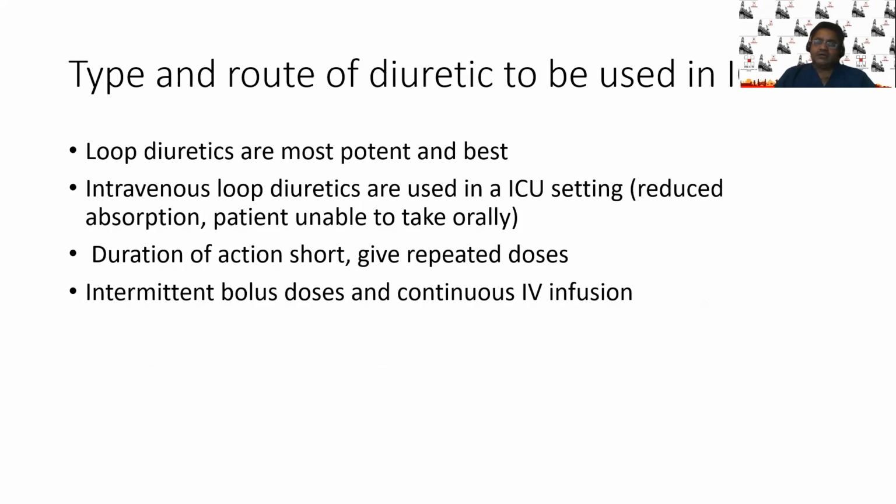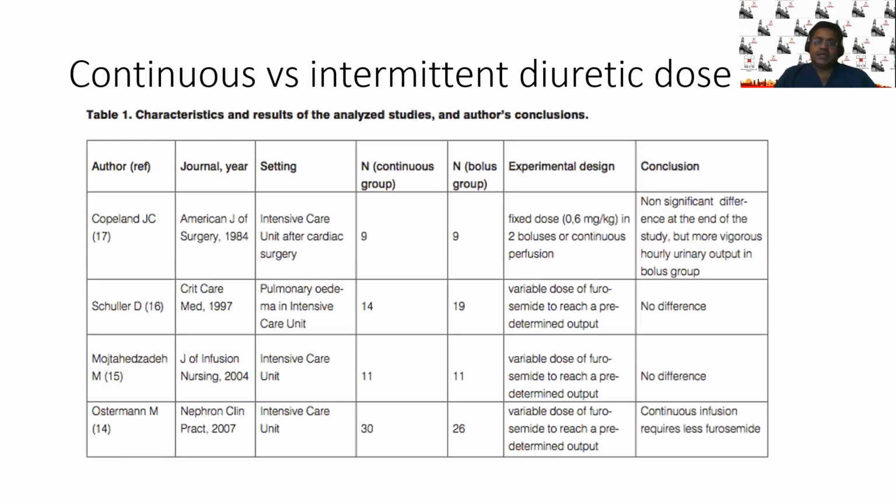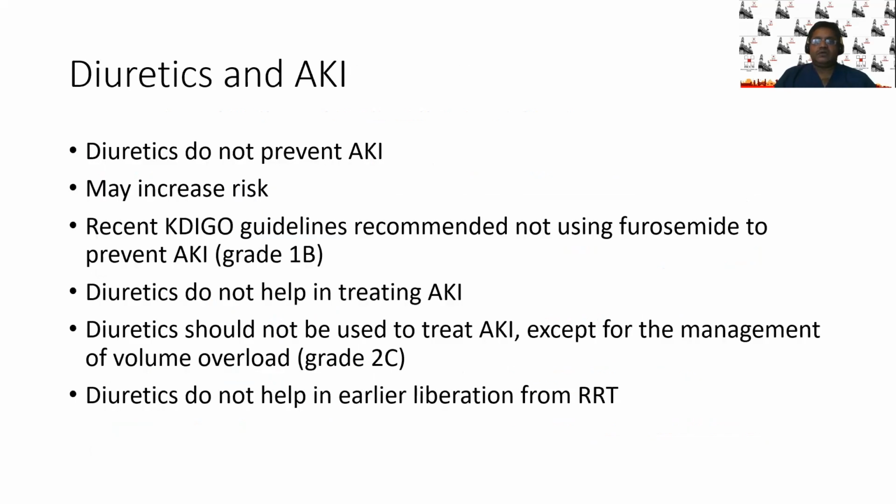The duration of action of loop diuretics is short, so repeated doses are probably needed. And if you want to give a longer duration, continuous infusion probably is a little better than intermittent bolus doses. Is there any advantage? So far, evidence has not shown much benefit in terms of giving an infusion versus intermittent dose, but the total dose of furosemide required to achieve equivalent negative balance is lesser with a continuous infusion of diuretic. So when you look at diuretics and an oliguric AKI, what is the understanding?